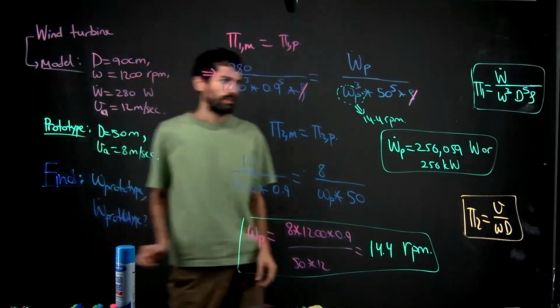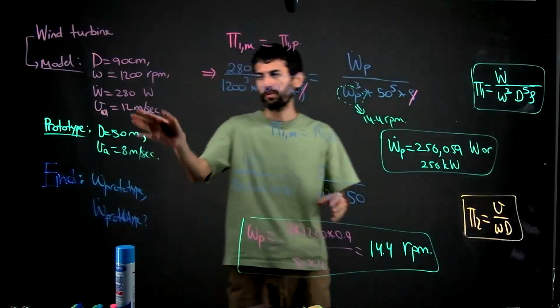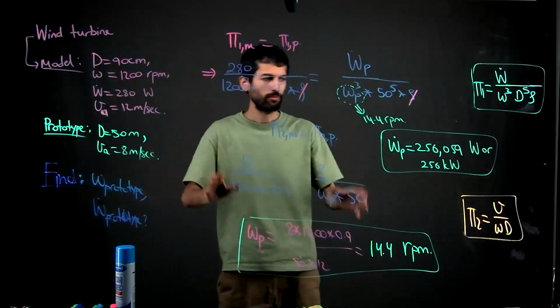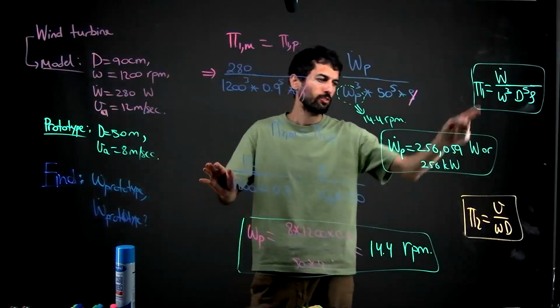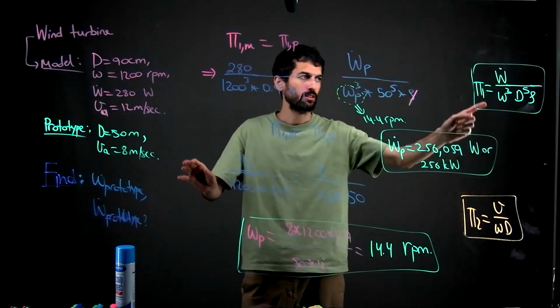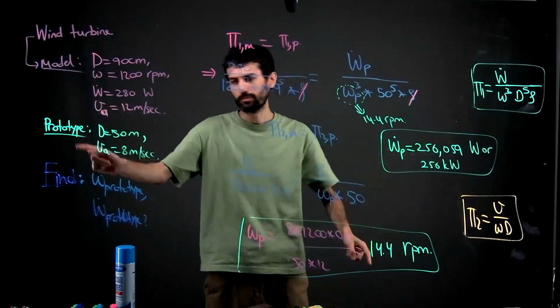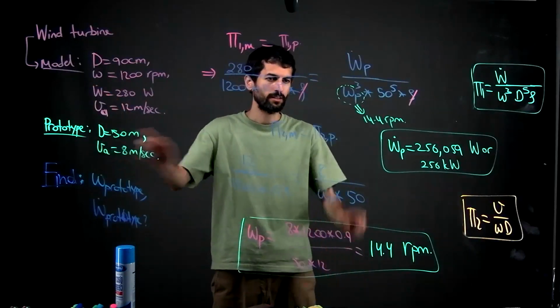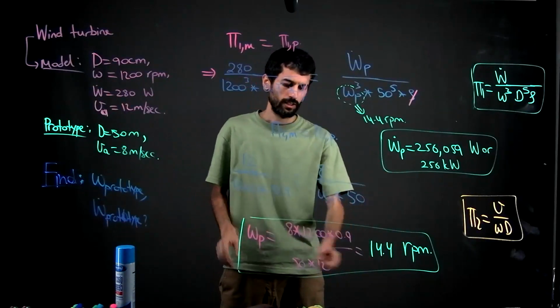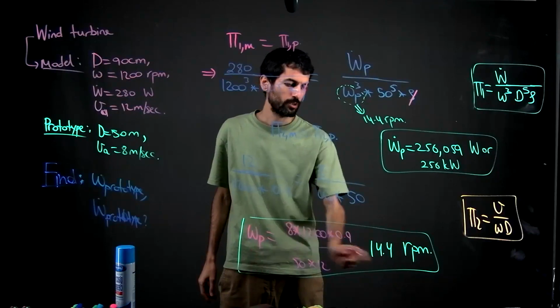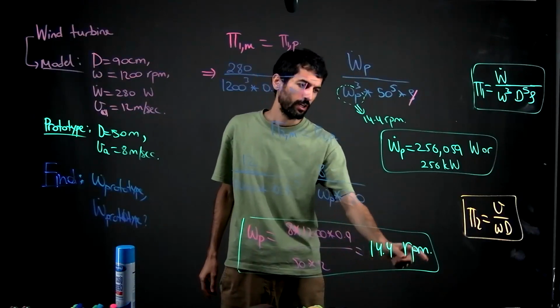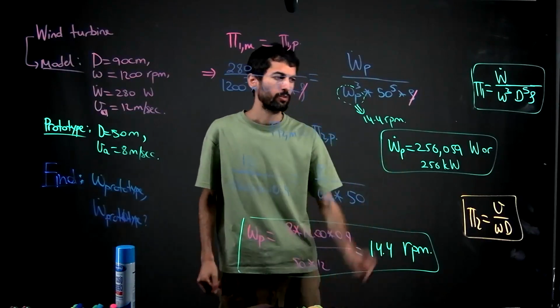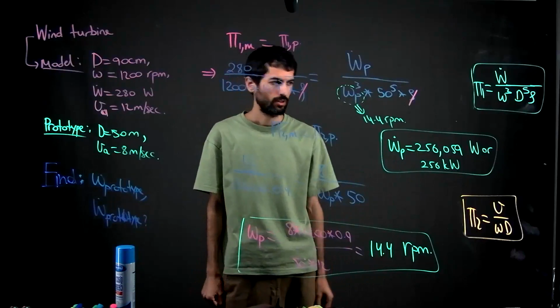Okay, that's all. If I summarize, we firstly generated the non-dimensional numbers, which we had 2 of them, and then we said that this one should be the same for model and prototype, and this one should be the same for model and prototype for the similarity. Then we calculated first the rotational speed, which is 14.4, and then the power, which is 256 kilowatts.